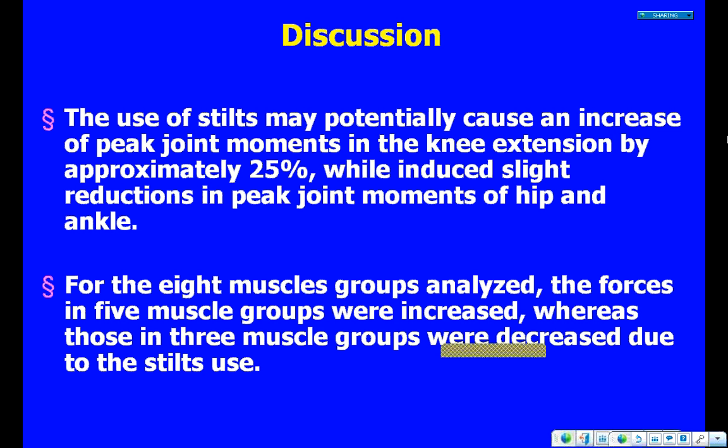So generally it is difficult to predict if stilts will cause injury, but many people may argue that even a little increase in muscle force compared to normal walk will not introduce injury, because in sports the muscle force can increase quite a lot compared to normal walk. People do not get injured.